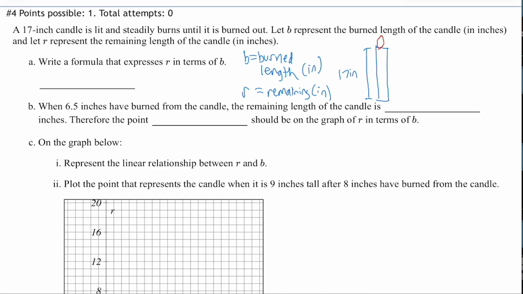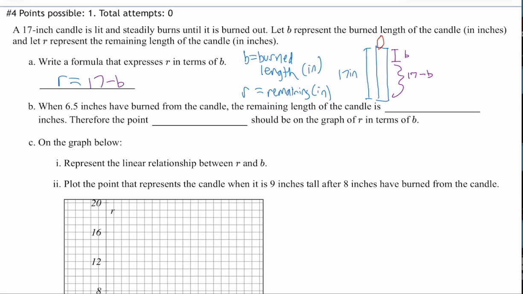And it says to write a formula that expresses R in terms of B. So you're going to start out with the R, and we need an expression that relates that to B. And so we know that if I have burned some length B, this has to be what's left. So it would be our original 17, take away the B that's been burned. And so that's what we want right here.